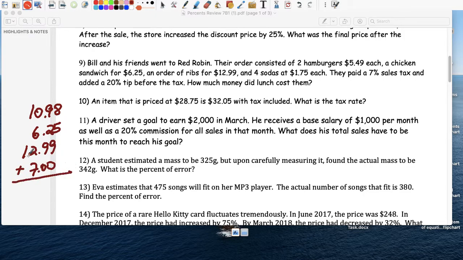So let's add it all up. 10.98 plus 6.25 plus 12.99 plus 7 equals... So our food bill came to $37.22.